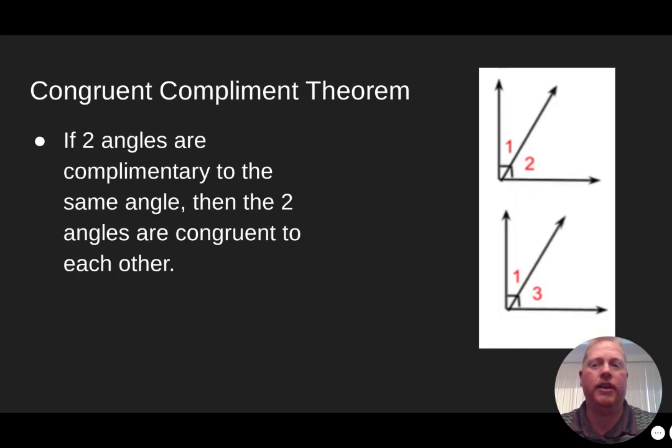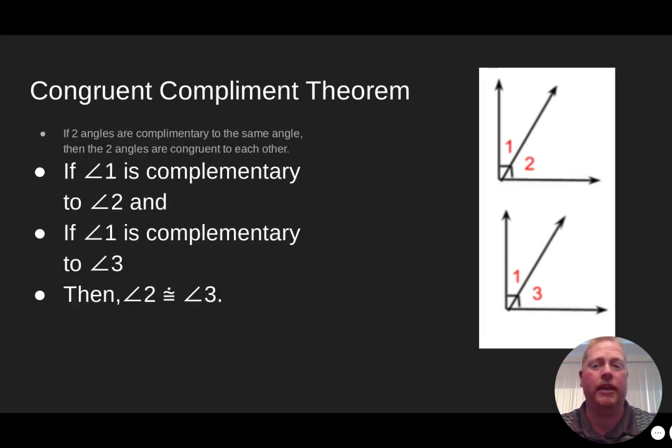Same idea for the congruent complement theorem. If two angles are complementary to the same angle, then the two angles are congruent to each other. So here I've got this diagram. I've got angle 1 and angle 2 that add up to 90, angle 1 and angle 3 that add up to 90. So because they both add up to 90, angle 2 and angle 3 have to be congruent to each other because they both add up to 90 with angle 1.